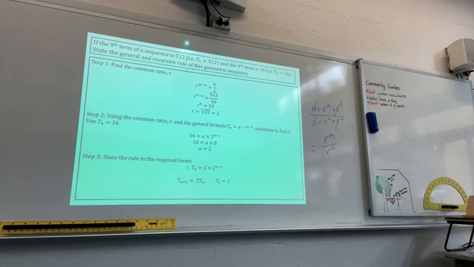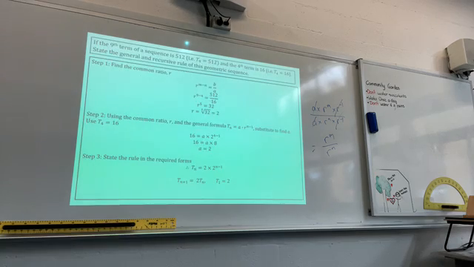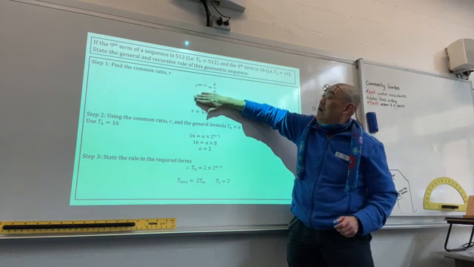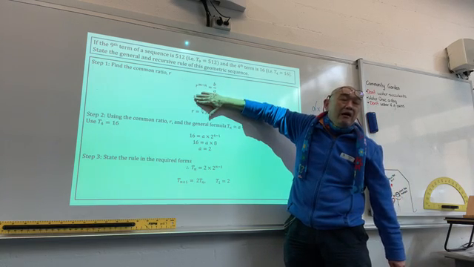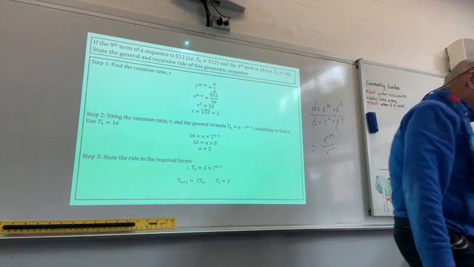And then, you can state the rule in the required form, which is Tn equals 2 times 2 to the power of n minus 1, or the recursive rule, Tn plus 1 equals 2 times Tn, T1 equals 2. All right, happy? So you should know that this is not given in your formula sheet. If you want, make sure that you have got it in your notes.